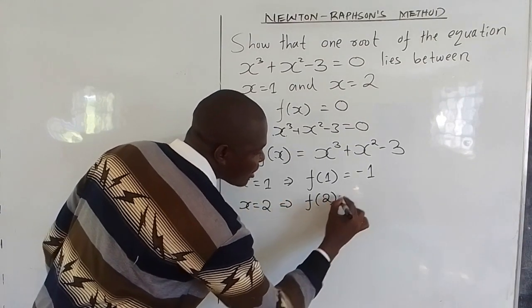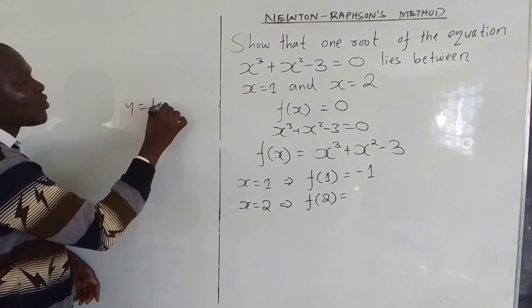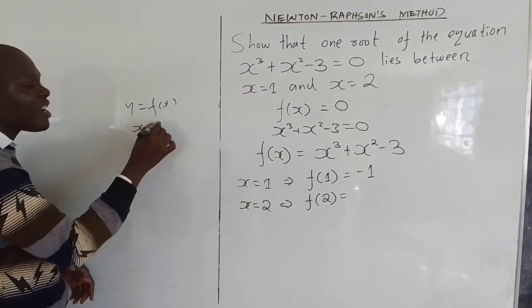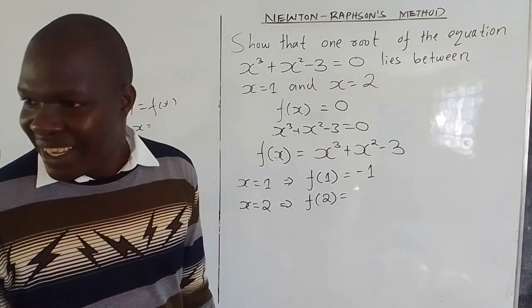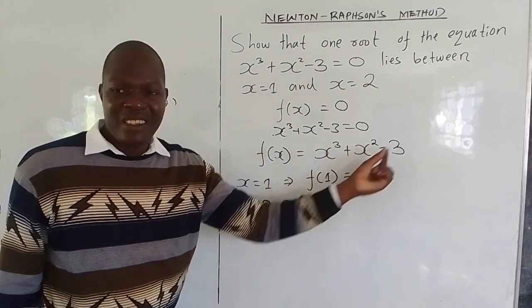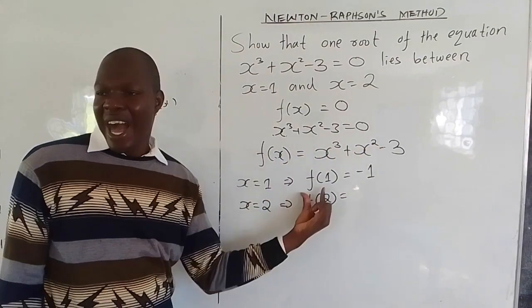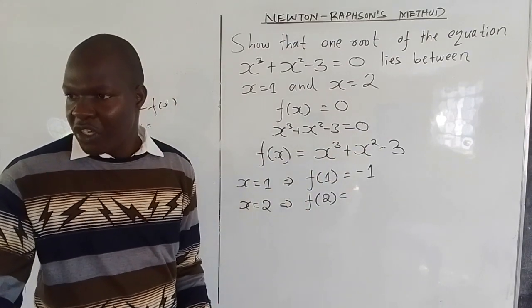When x is 2, what is the value of y when x is 2? Remember f of x, if y is a function of x, it's like y equals f of x, so it means coordinates: when you have an x value, you get the y value, isn't it? Are you getting what I'm trying to say? Meaning if f of x is y, we're saying y equals x cubed plus x squared minus 3, so when x is 1, what is y? When x is 2, what is y? Are you getting the point?